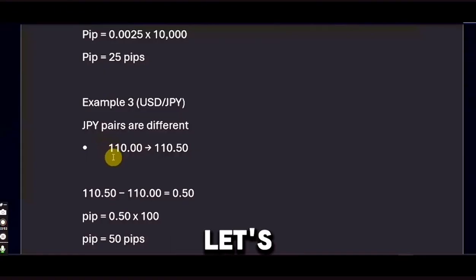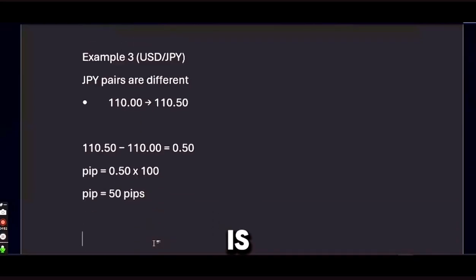For example, let's say price moved from 110.00 to 110.50. When we find the price difference by subtracting 110.00 from 110.50, it gives us 0.50. To get our pips, we simply multiply the price difference by 100 and it gives us 50 pips. It simply means that the price has moved 50 pips.